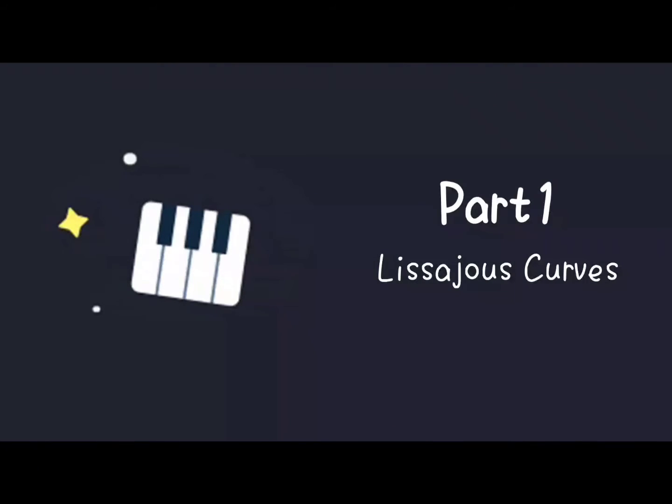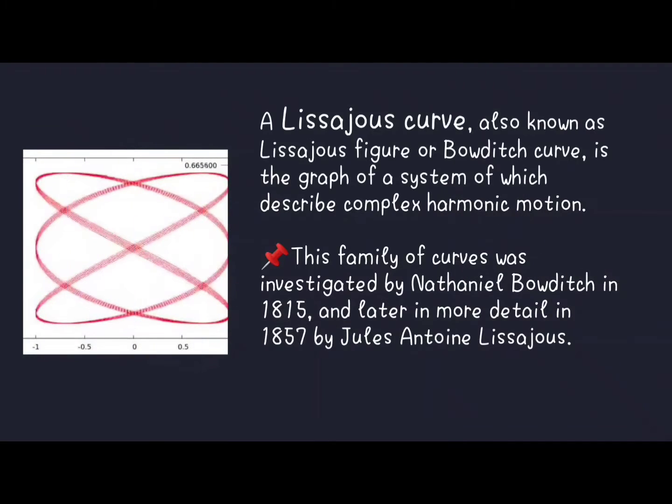First one, Lissajous curves. A Lissajous curve, also known as Lissajous figure or Bowditch curve, is a graph of a system of parametric equations which describe complex harmonic motion. This family of curves was first investigated by Nathaniel Bowditch in 1815 and later in more detail in 1857 by Julius Anton Lissajous.